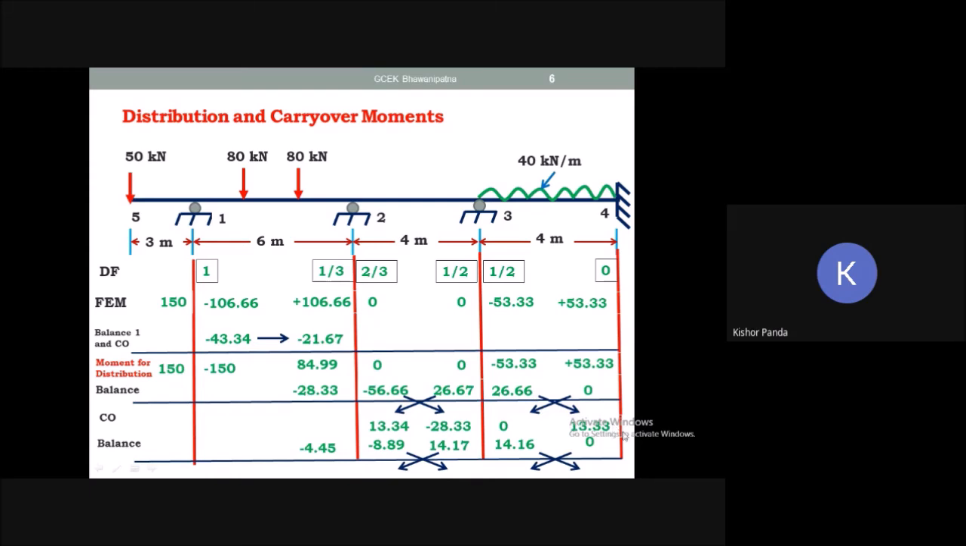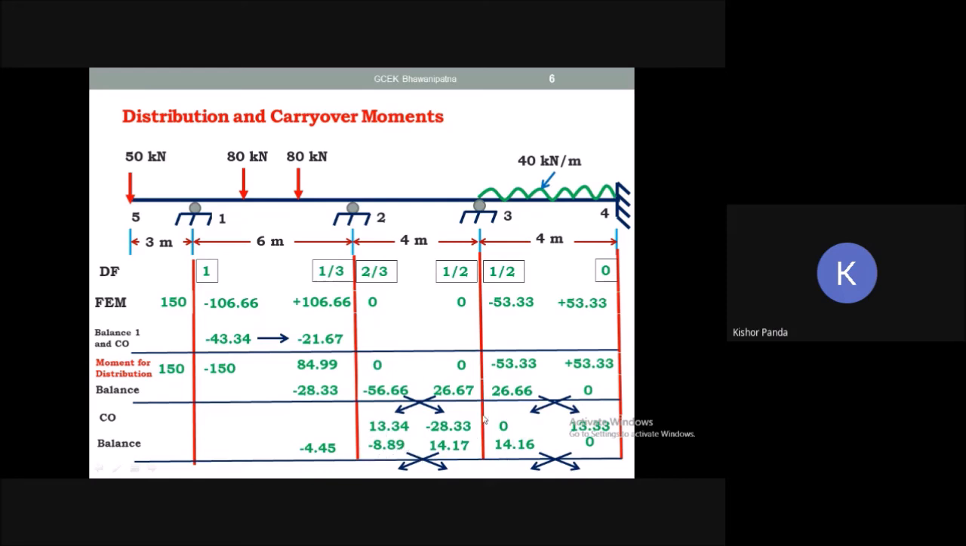26.66, this side 13.33. So after carryover, again you have to go for balancing the moment. So here at joint 2, what is the moment here? 13.34. What is the moment here? 13.34. At joint 2, what is the net moment? 13.34 into 1 by 3, and you have to put in opposite sign. 13.34 into 2 by 3, and you have to put in opposite sign.